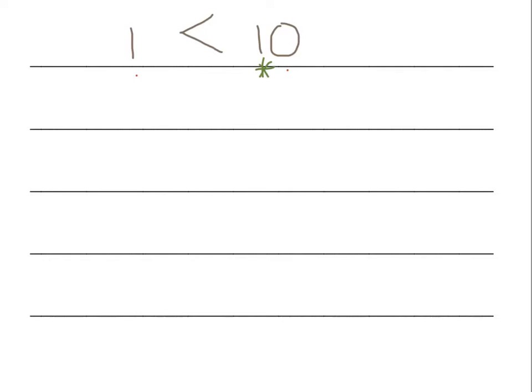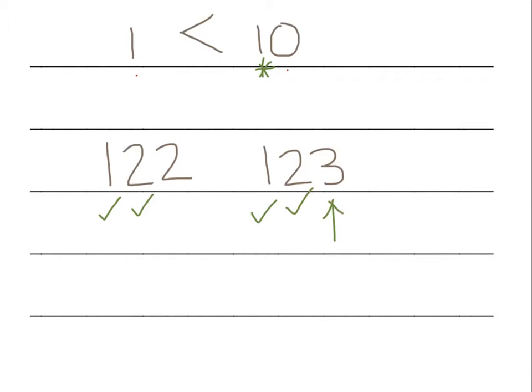Just like if I said compare 122 compared to 123. Well, if we're looking at place value, 100's place, 100's place, the same. 10's place, 10's place, the same. It's when we get to the 1's place that has the larger value, so it would be the larger number. Now, it's that same basic principle when we are comparing decimals.